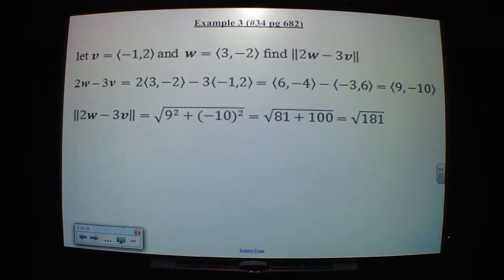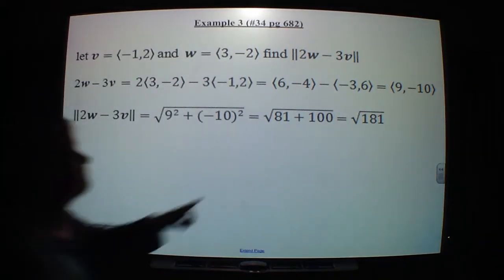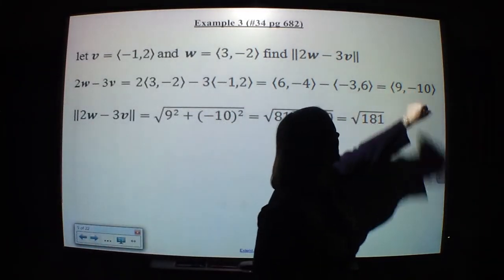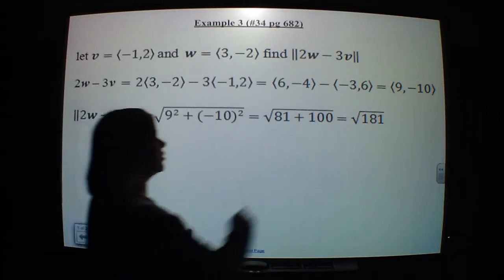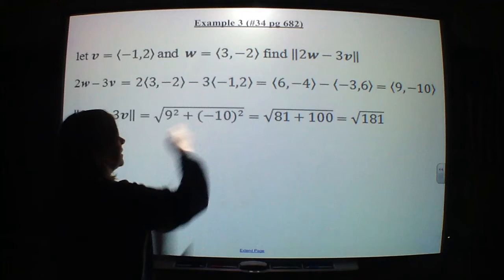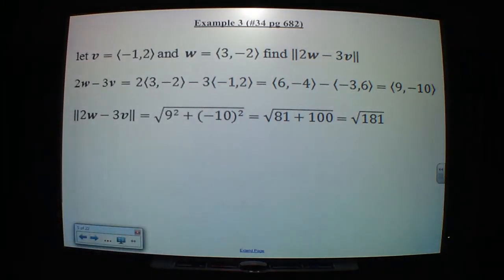So now I have subtraction, so I'm going to subtract them. So I have 9 and negative 10. And now to find the magnitude of that, you take your first term and square it, plus your second term and square it, and then take the square root. So the magnitude would be 9 squared plus the negative 10 quantity squared, and the square root of that, which is radical 181. And let me show you where that formula comes from.